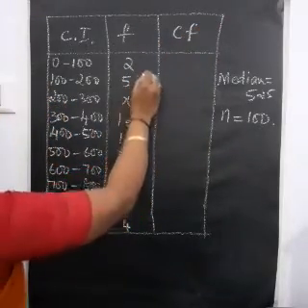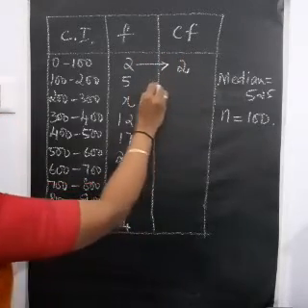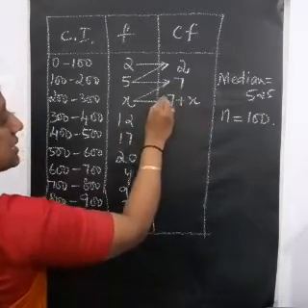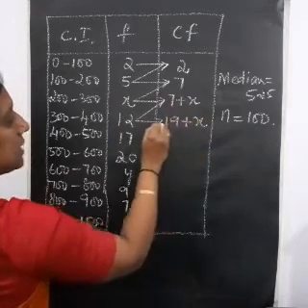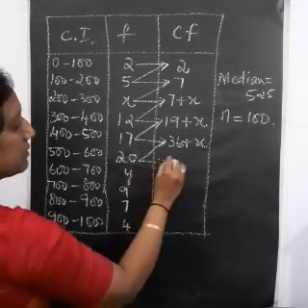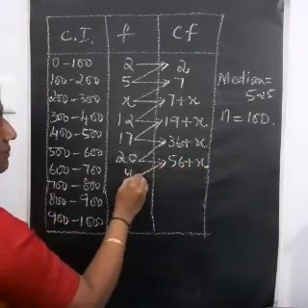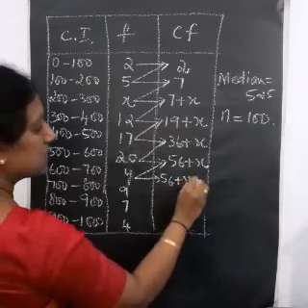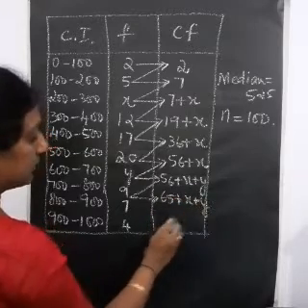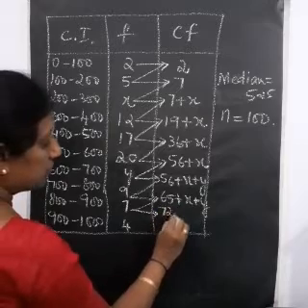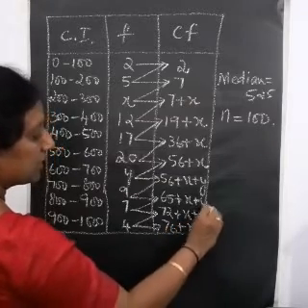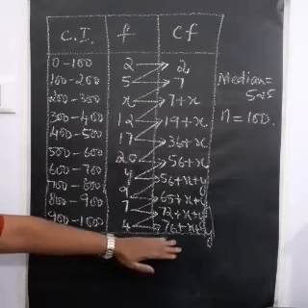Now when you find the cumulative frequency, as usual, you write down the first value as it is, then add: 2 plus 5 is 7. 7 plus x will be 7 plus x, plus 12 will be 19 plus x, plus 17 will be 36 plus x, plus 20 will be 56 plus x, and plus y will be 56 plus x plus y, plus 9 will be 65 plus x plus y, plus 7 will be 72 plus x plus y, plus 4 will be 76 plus x plus y. So we have got the cumulative frequency table.